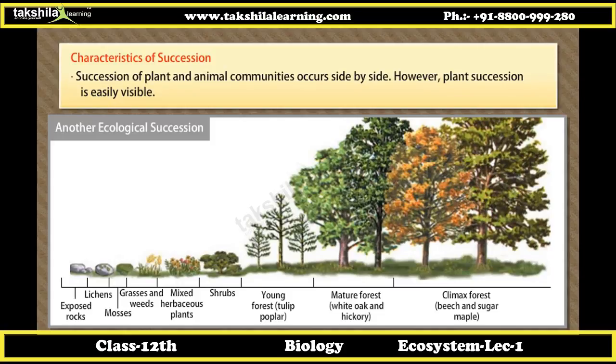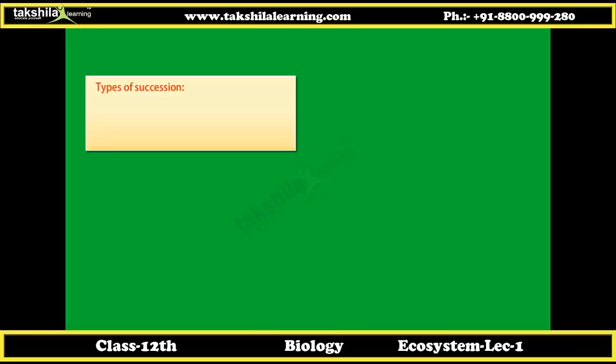However, plant succession is easily visible. Types of succession. There are 2 types of succession: primary succession and secondary succession.